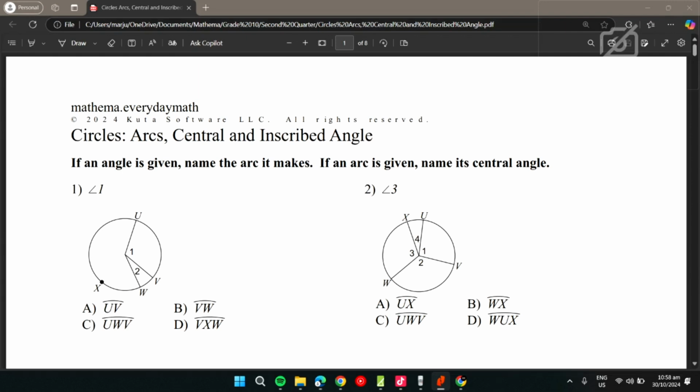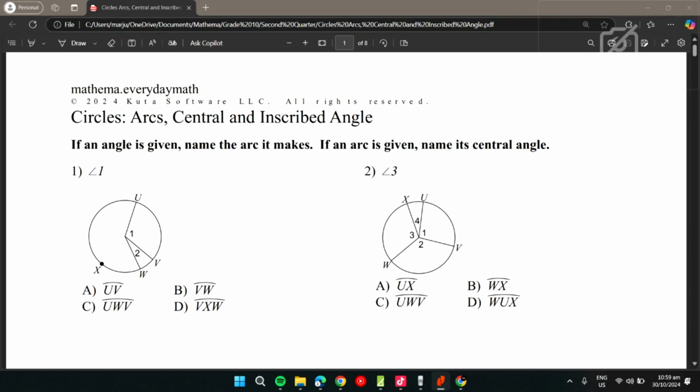Alright. So, balik tayo dito. Again, this is arcs, no? Yung mga arcs na yan. Inscribed angle, central angle. Okay. So, let's start. So, ang instruction dito, ano bang sabi dito? If an angle is given, name the arc it makes. If an arc is given, name its central angle. Alright? Now, let's try to review lang some concept before we proceed.